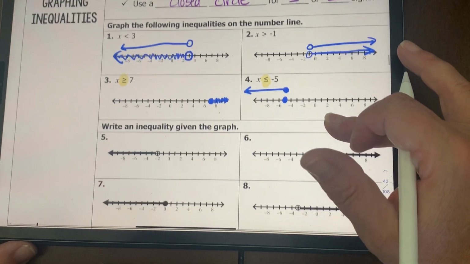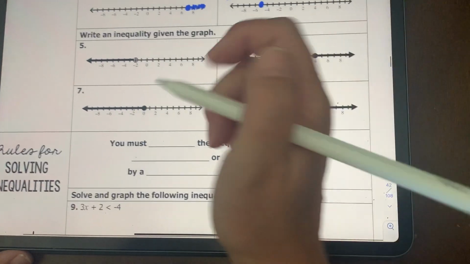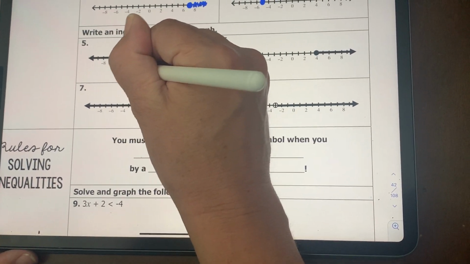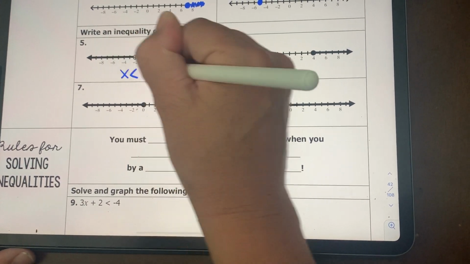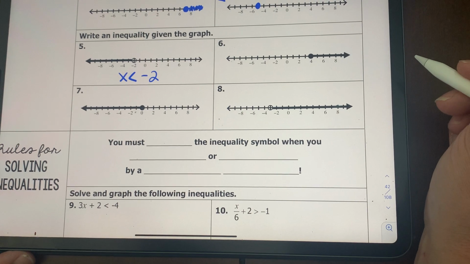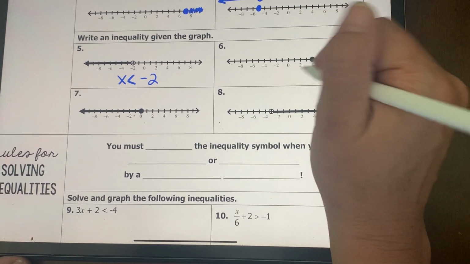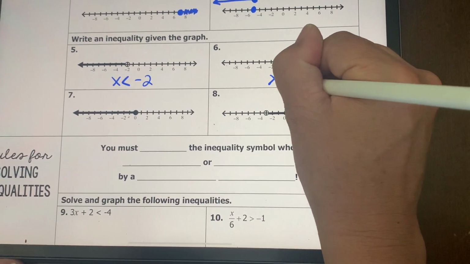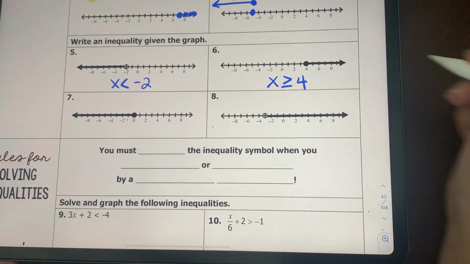All right, so you also have to write the inequalities. So if I look at 5, it is saying that x is less than -2. I don't put the equal to sign because the circle is not filled in. The next one I'm saying x is greater than or equal to 4 because it's filled in.